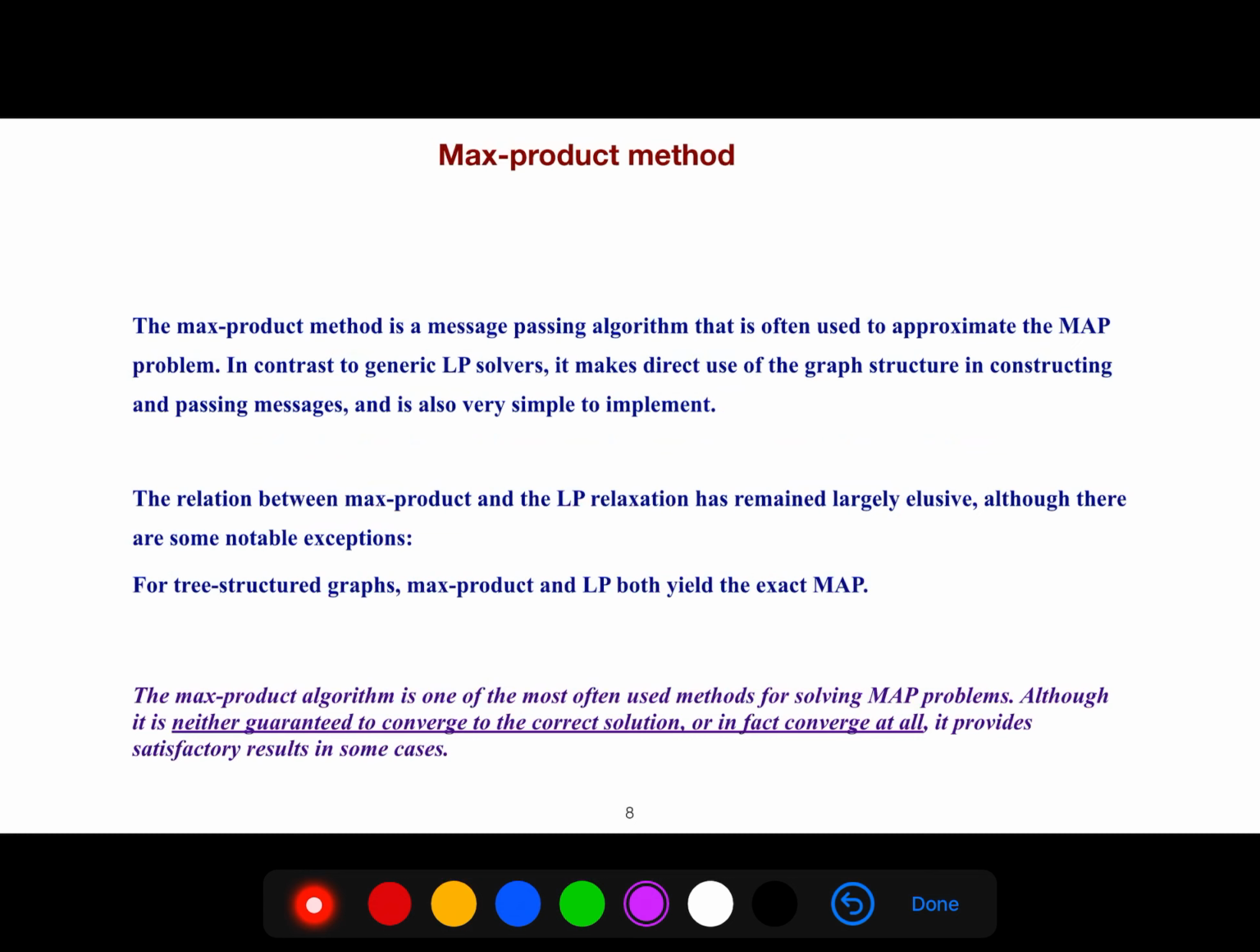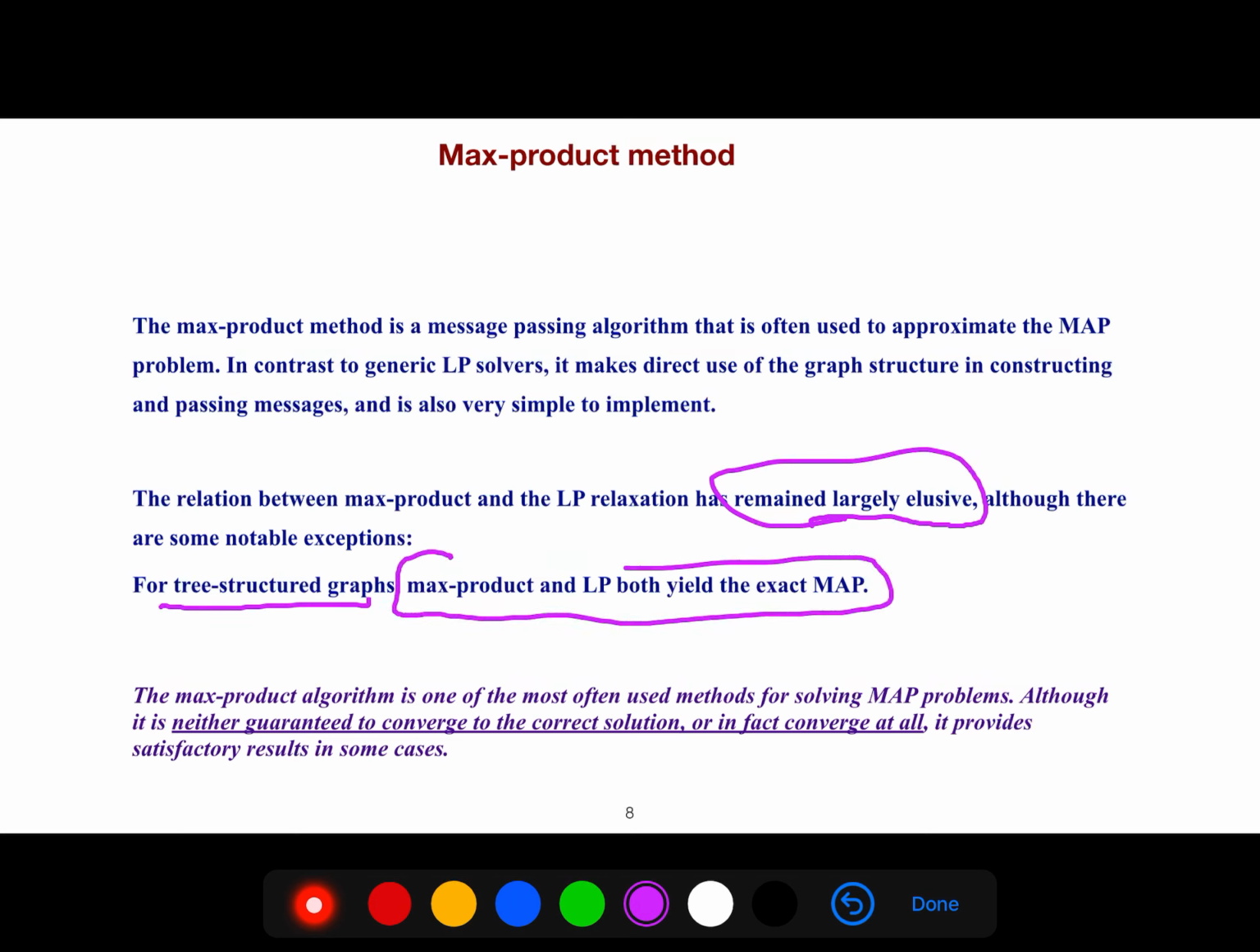So the relation between max product and LP relaxation has remained largely elusive. People still write papers about it. Although there are some notable exceptions, for example, for tree-structured graphs, we know that max product and LP yield the exact MAP. The max product algorithm is one of the most often used methods for MAP problems. Although it is neither guaranteed to converge to the correct solution nor in fact to converge at all, it provides satisfactory results in some cases.